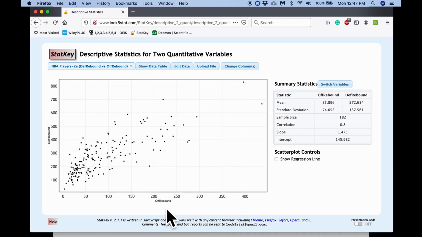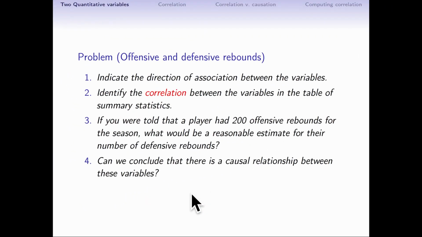The question here, though, is can we think of the defensive rebounds, for example, as being caused by the number of offensive rebounds? And I would say that based on the data that we have here, we cannot make that claim. Because remember, to make a claim of causality, a causal relationship, you have to control the explanatory variable. And since we did not control this explanatory variable, the number of offensive rebounds, we merely observed it, we cannot make the claim of a causal relationship between these variables. So that brings the end to the questions related to this.